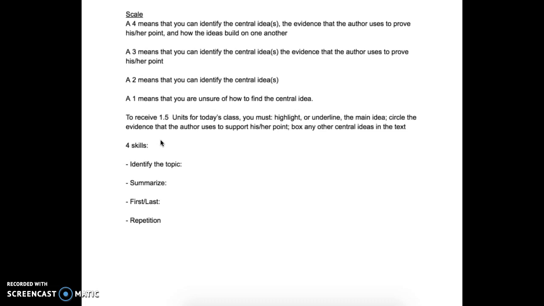To receive 1.5 units for today's class, you must highlight or underline the main idea, circle the evidence that the author uses to prove his or her point, and box any other central ideas in the text.